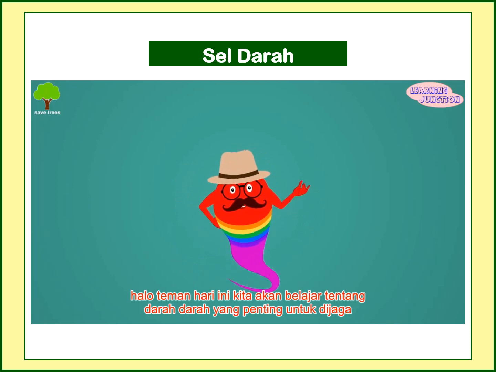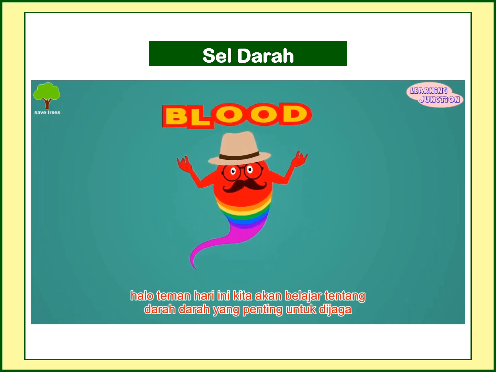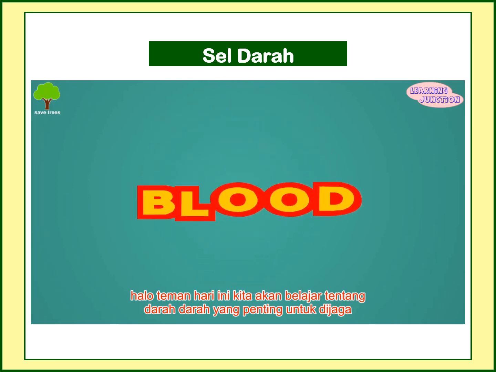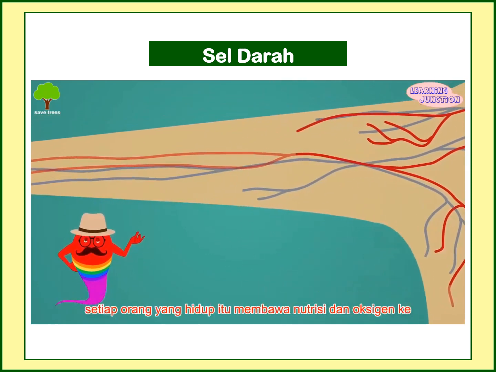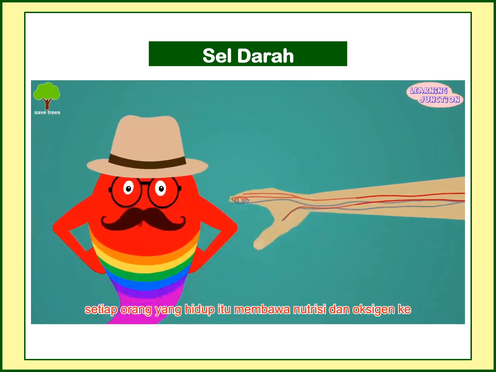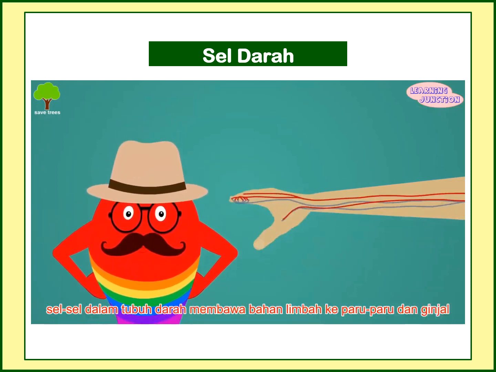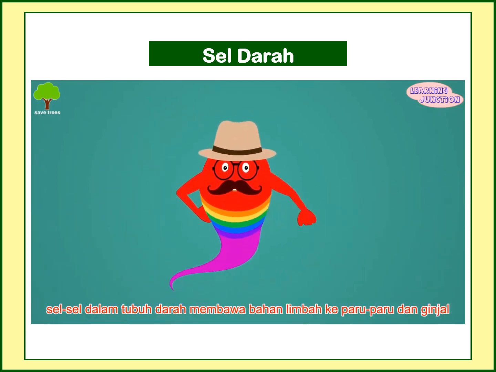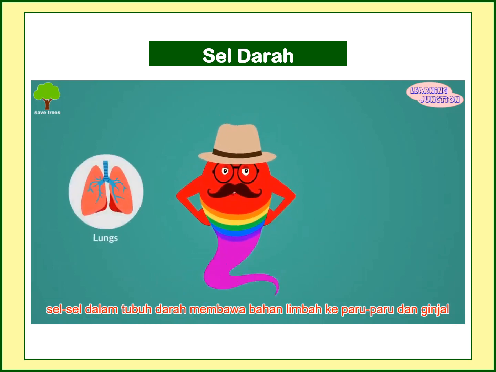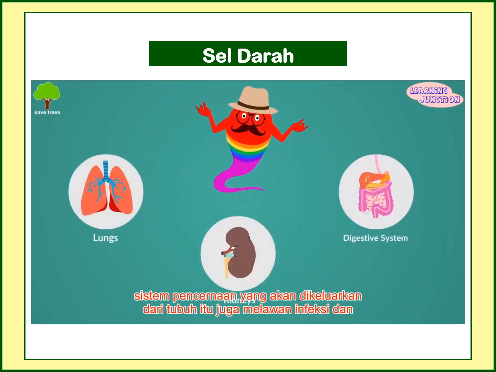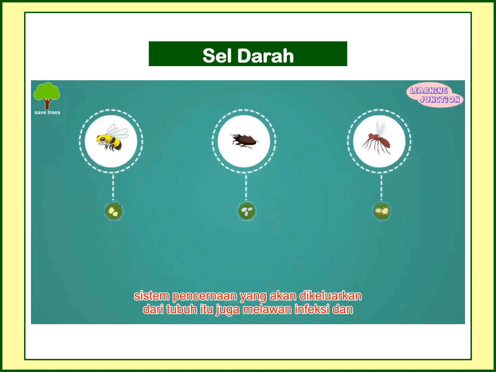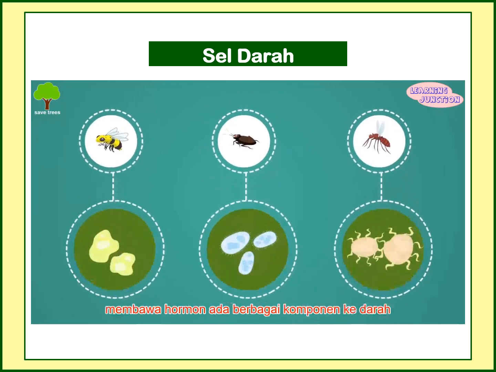Hello friends, today we'll learn about blood. Blood is essential to keep everyone alive. It carries nutrients and oxygen to the cells in the body. Blood carries waste materials to the lungs, kidneys, and digestive system to be removed from the body. It also fights infections and carries hormones.